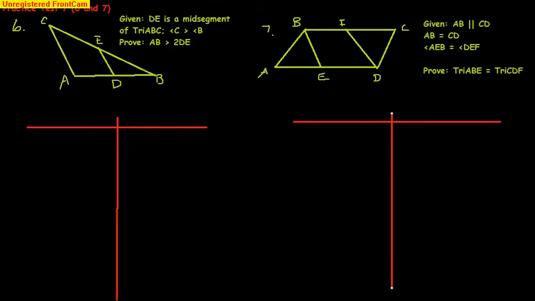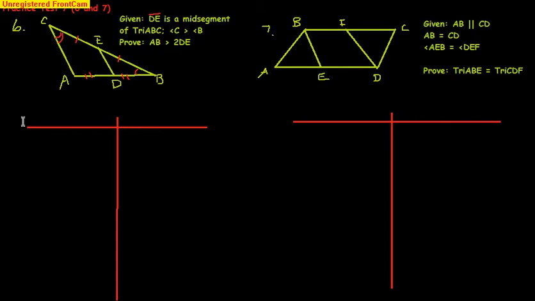Given DE is a midsegment of triangle ABC, angle C is greater than angle B, and we're going to prove that AB is greater than 2 DE. Tricky. If DE is a midsegment, we know that this is equal to this, and we know that this is equal to this. And that's all we know to get started. They give you some helps along the way, so we will use the help that they give us.